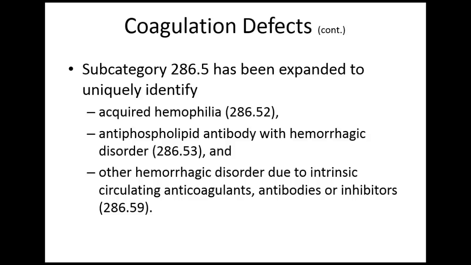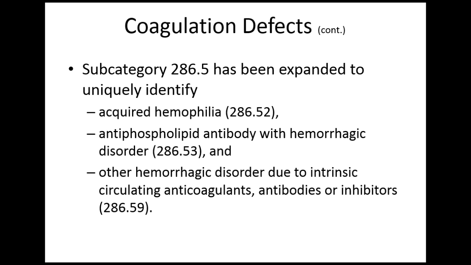Coagulation defects are characterized by prolonged clotting time. Some defects are congenital in nature, while others are acquired. Hemorrhagic disorder due to intrinsic circulating anticoagulants, antibodies, or inhibitors are coded to subcategory 286.5. Results from the presence of the circulating anticoagulants in the blood that interfere with the normal clotting. These anticoagulants are usually inherent or intrinsic in the blood like other coagulation defects, but occasionally may be augmented. The category 286.5 has been expanded to identify the type of defect.